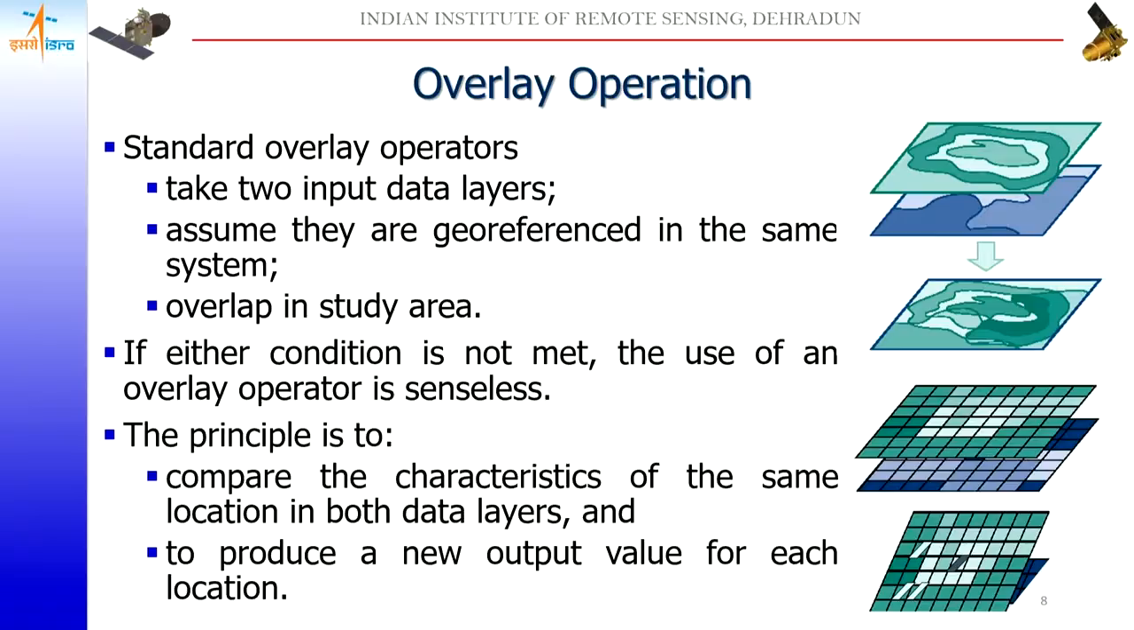The reason for having these last two preconditions is that if we don't have these conditions satisfied, then the result will be senseless, because it will be very senseless to have two data sets which are not georeferenced and not overlapping in the same study area. The other thing that we are looking for in the overlay operation is that we are comparing the characteristics, both the geometry as well as the attributes, especially in the case of the vector layer, to produce a new output layer wherein the characteristics of both layers are taken into consideration.